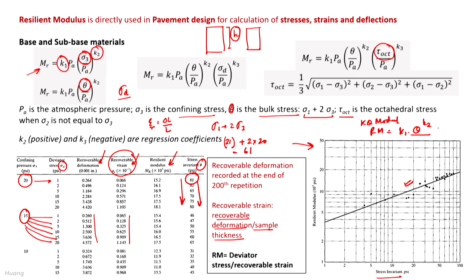And again, as I said, depending on the parameters we consider to develop this correlation, we can use sigma 3 as one of the parameters, we can use sigma d as one of the parameters, we can use theta as one of the parameters, and so on. So, this is just an example of how the resilient modulus of granular material is related to the triaxial test parameters.